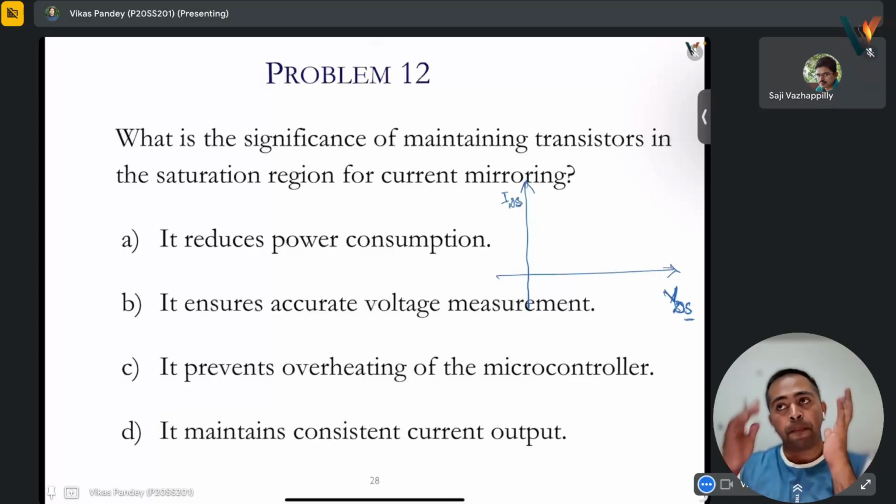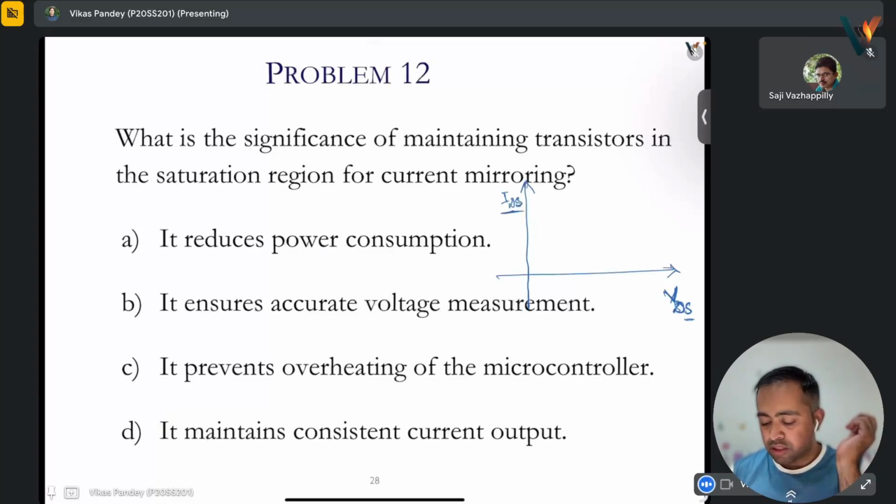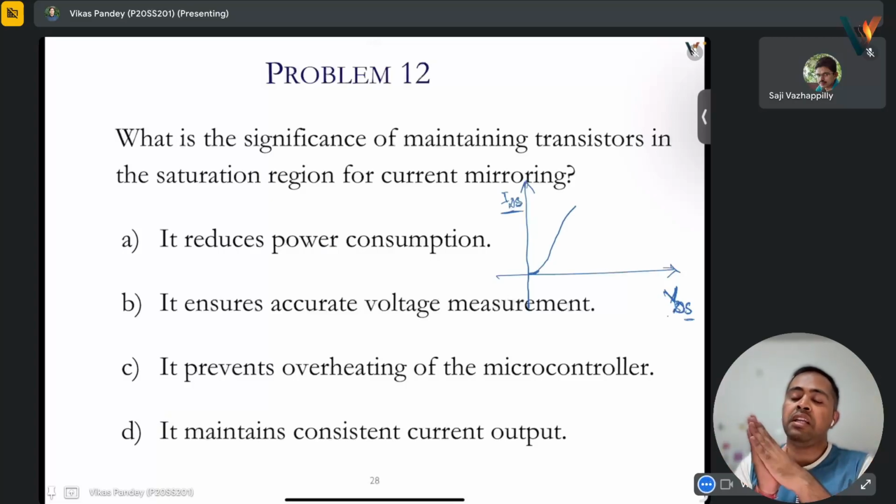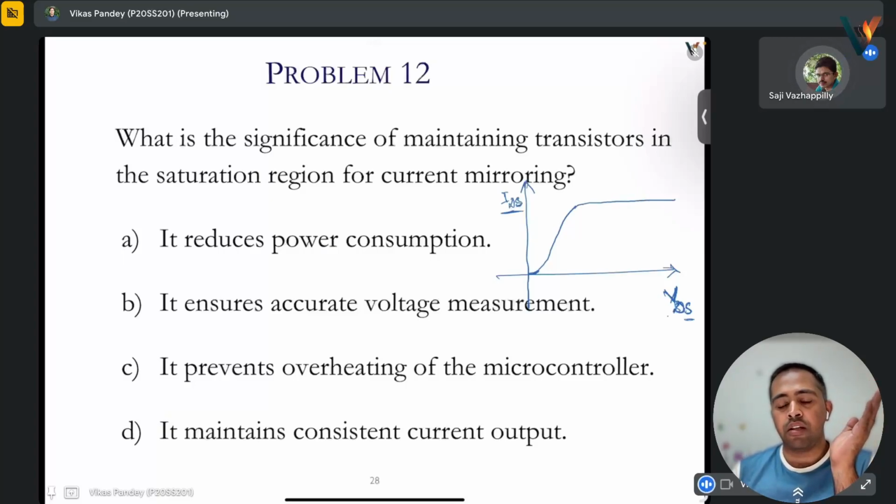Seeing the graph itself, we can understand that this is the current and this is the voltage. There is a range till when the transistor will not be on. Then it keeps going like an ohmic conductor, linearly: as the voltage increases, the current increases. Then it gets fixed. This point is the transistor's saturation, so this is the saturation range.